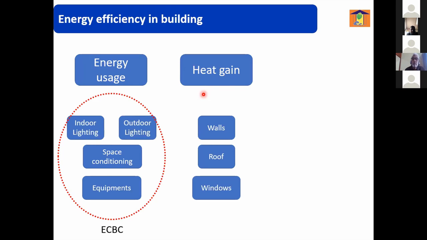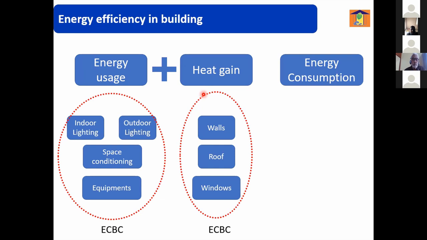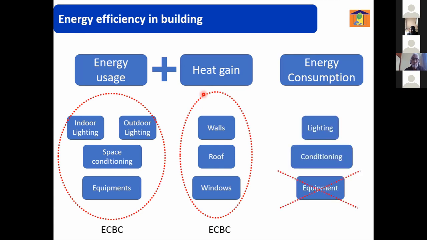Now, windows can be skylights as well. But if these three components are designed as per the local climate, and if they make sure that the heat transfer is less, then this also gets compliance to the ECBC compliance of the building envelope. Further, what we achieve through these two ECBC compliances is energy consumption reduction. So you have reduced lighting, air conditioning and equipment load.